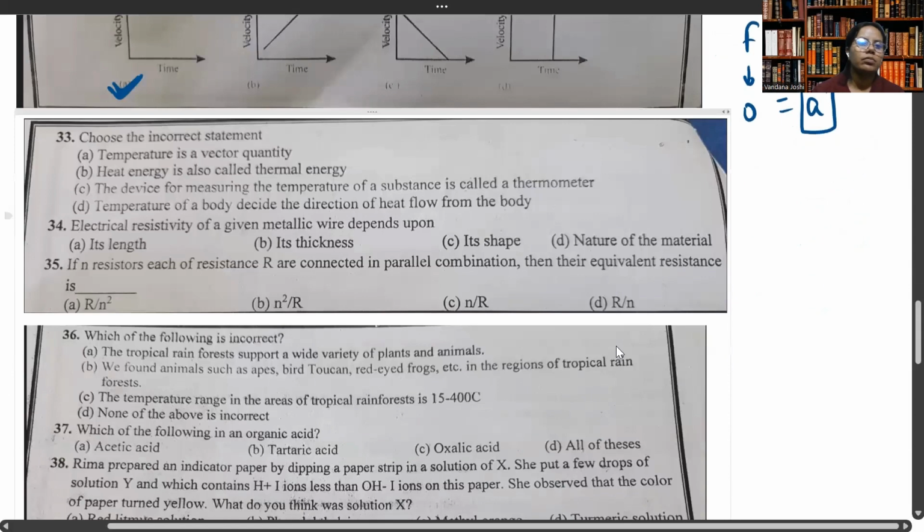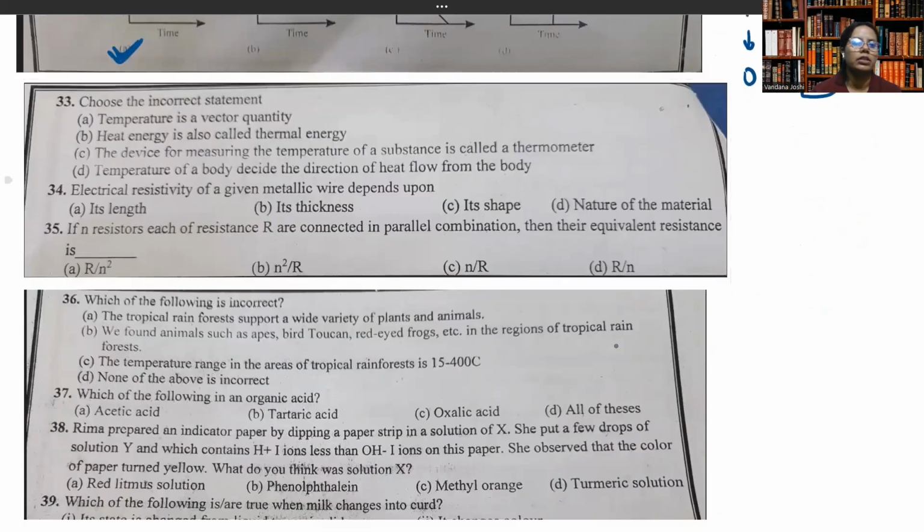Next question. Choose the incorrect statement. Temperature is a vector quantity. This seems incorrect because scalar quantities are quantities that have only magnitude, whereas vector quantities have magnitude and direction. Temperature only has magnitude, it does not have a direction. Let's see other options as well.